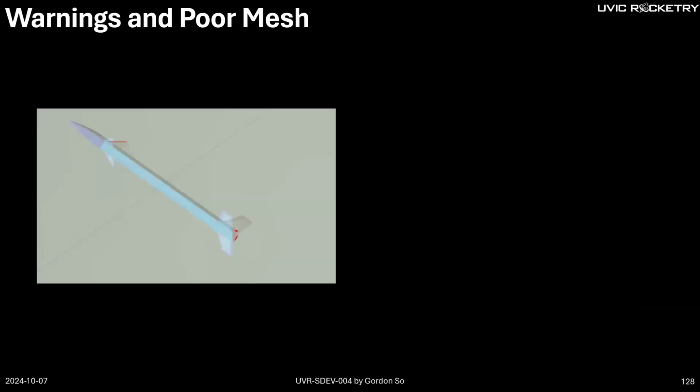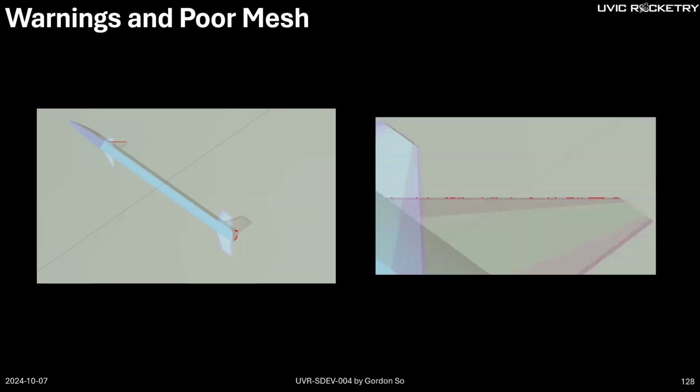So the first thing ANSYS Fluent or any software will show you is warnings and poor meshing. This is one of the poor meshes that I saw when I started, I think from the surface mesh. I actually have really bad elements along the fin edge, just because the fin edge is modeled as a sharp edge, so it's really difficult to refine. It's really difficult to refine the leading edge because it will just keep generating stuff.